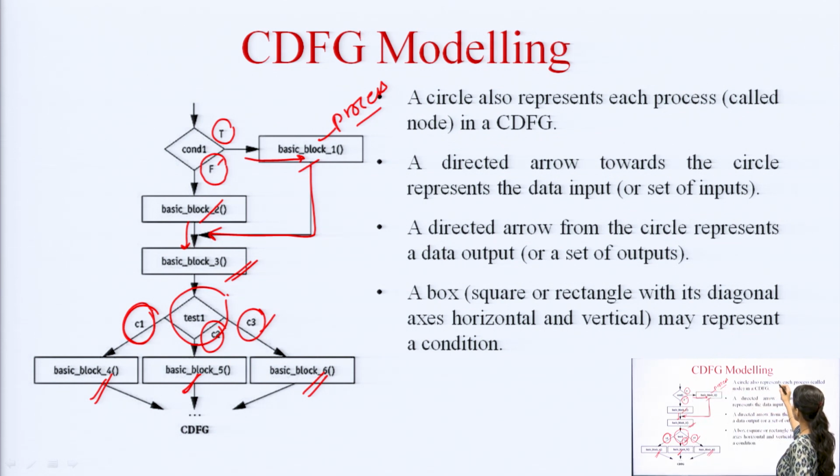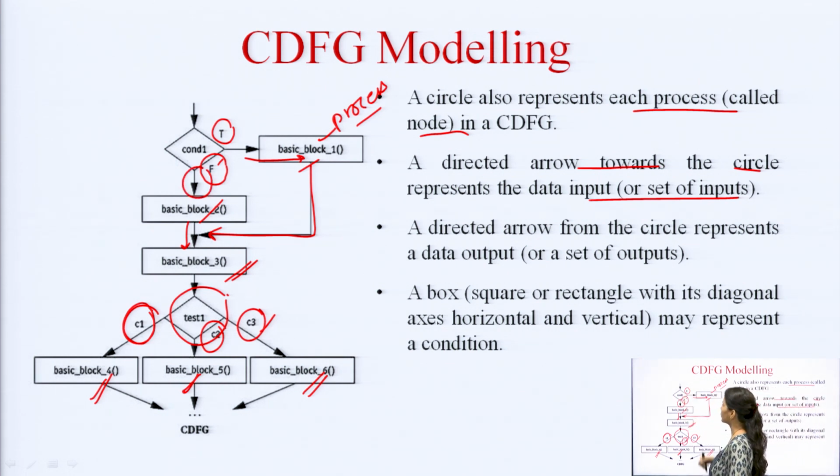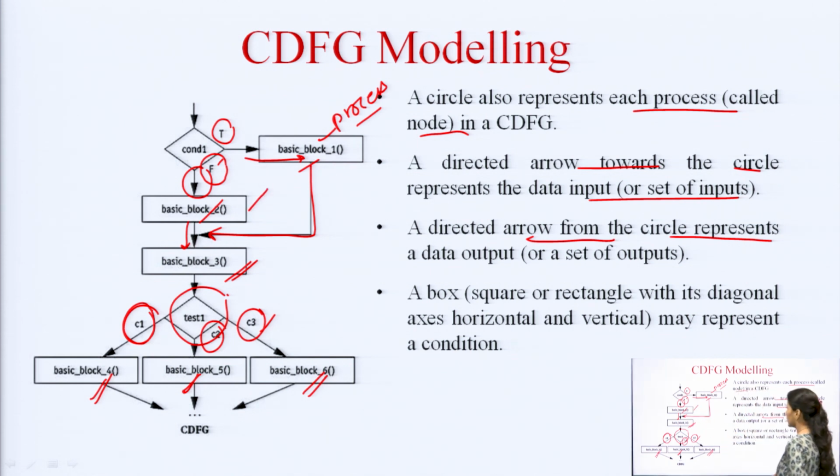So, here the circle represents each process, called a node, in the control data flow graph. A directed arrow towards the circle represents the data input, or the set of inputs, we can say. So, this arrow represents some input going into this process. A directed arrow from the circle represents a data output. There may be a circle or there may be a rectangle, it depends upon the implementation. So, it represents certain output: the arrow coming out of this block represents the output out of that box.